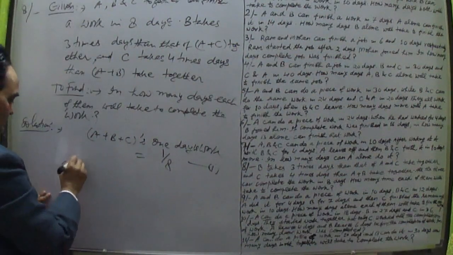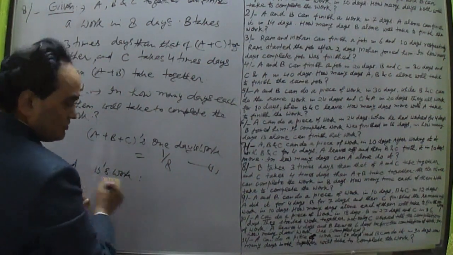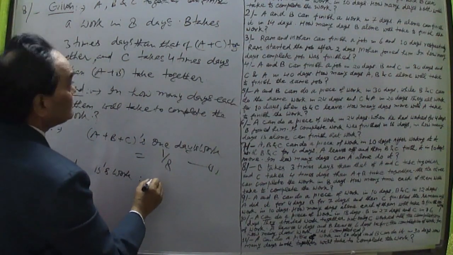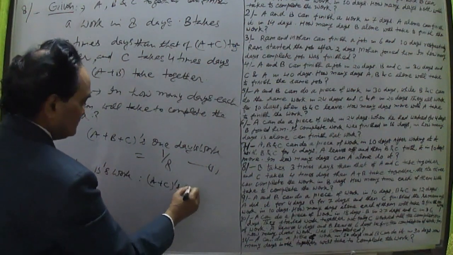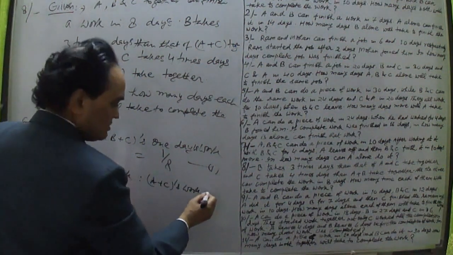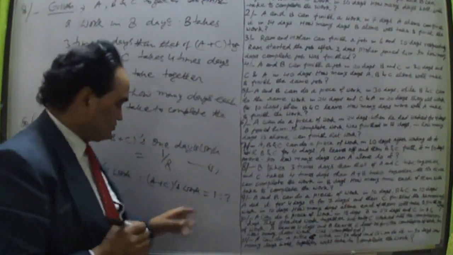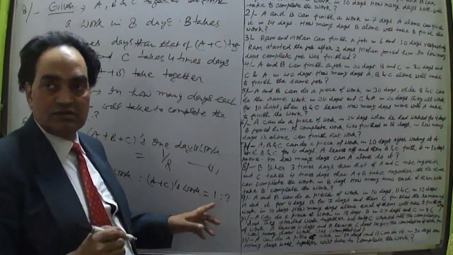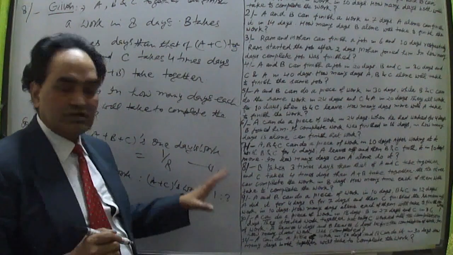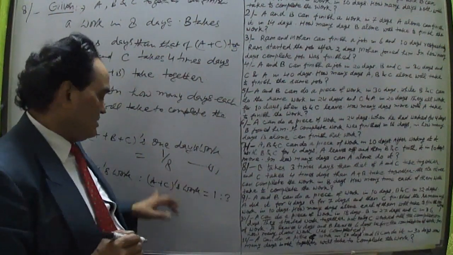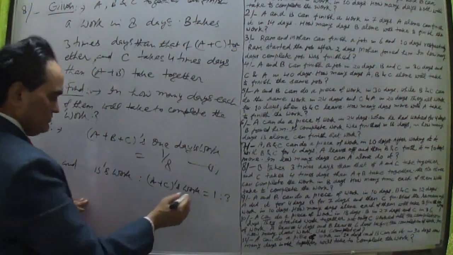And the second point, B's working days and A plus C's working days have the relationship 1:3. It says B takes 3 times the number of days than A plus C. So the ratio between them is 1:3. Whatever time A plus C takes, B takes 3 times of that.